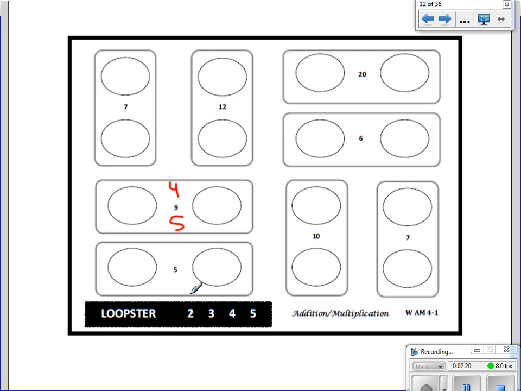Now I come down here. What makes 5? Well, can't use multiplication because there's no 1. 5 times 1. But there is a 2 and a 3, and that can be added. So this is going to be my 2 and my 3. I don't know which way they go yet. But now I can start working.